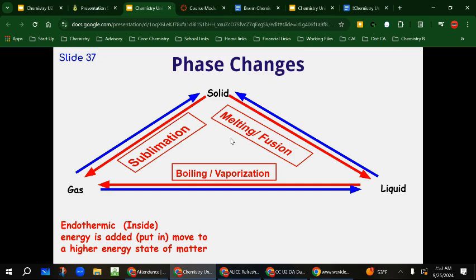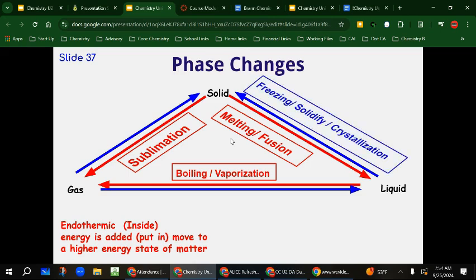We're adding energy. Now you may say, well, we're just putting it in the room. You're not heating it up. By putting it in the room, that is heating it up from where it's at when it's in the freezer. Okay? Now, all of these have an opposite process. Freezing, solidification, or crystallization is going from a liquid back to a solid.